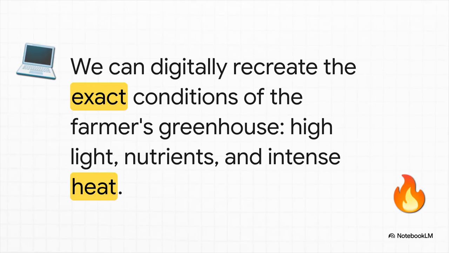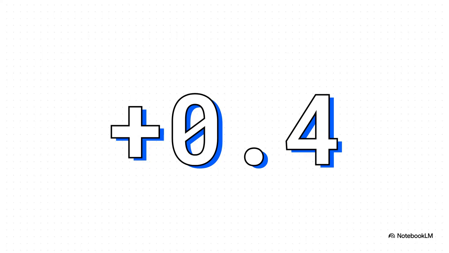We can digitally build an exact copy of our farmer's greenhouse. We're talking everything, the high-powered lights, the specific nutrient recipe, and of course that intense heat. We can tell the computer exactly how tough this environment is going to be. And in the language of this simulation, the heat isn't just hot, it's a hard number, a temperature stress factor of plus 0.4. This little number is the key. It lets the model calculate with incredible precision how different lettuces are going to react based on their unique genetics.